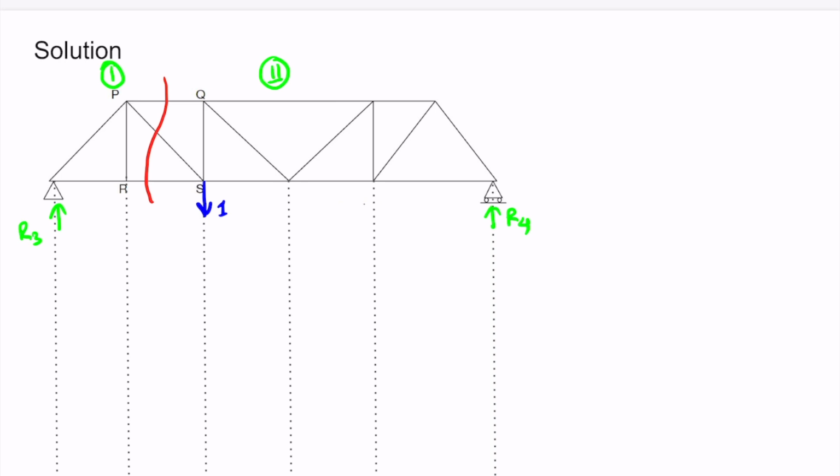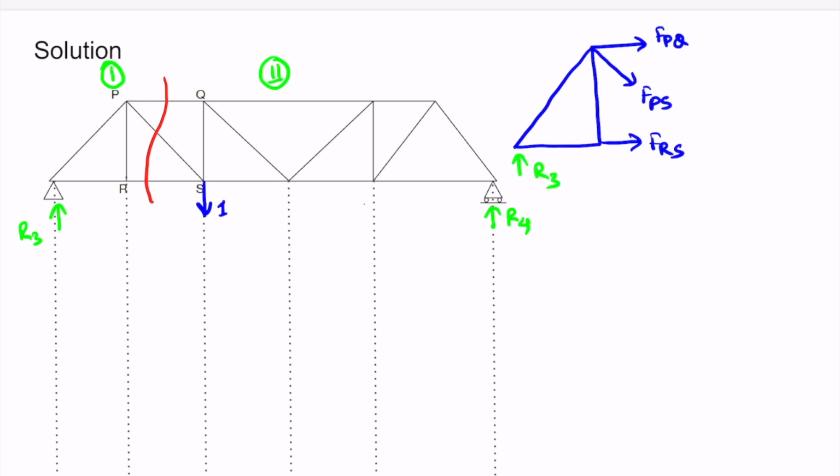As I have told earlier, we will choose that section which does not contain the unit load. So here we will choose section 1. I'll redraw this section 1 again. So it is FPQ, it is FPS, and it is FRS. We'll draw the remaining section of this truss and we will say this is reaction R3.